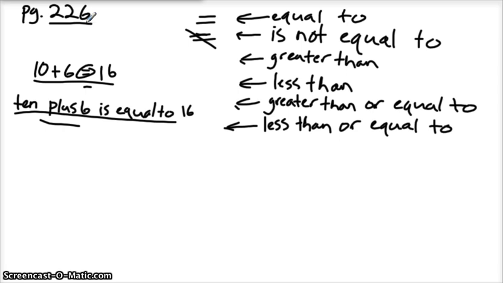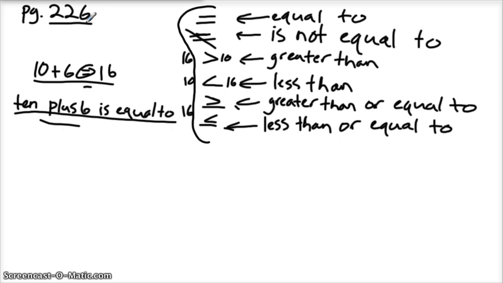Greater than, well, greater than would be that symbol, because for example we'd say 16 is greater than 10. Okay? Less than, we want to go the other way. We'd say 10 is less than 16. All right? Next one, greater than or equal to. We do our greater than symbol, but we put a line underneath it. And less than or equal to is the opposite. Okay? So these are things that are needed to be a number sentence.